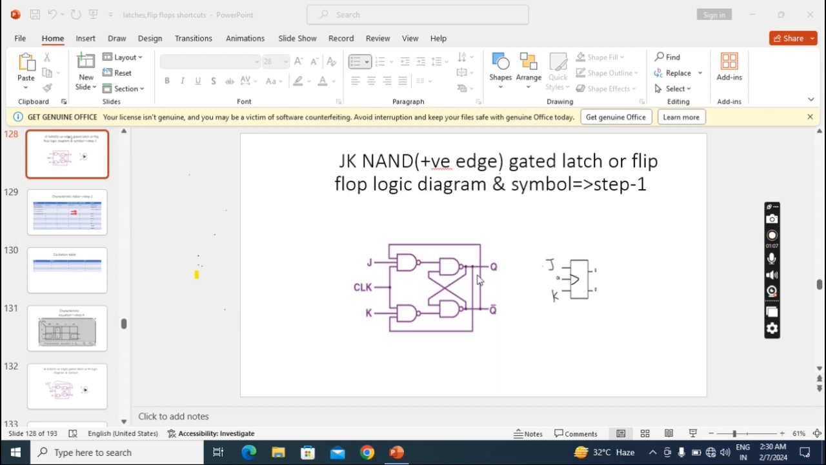Here race around means because of this feedback connection, they connected around like this. Because of this feedback connection, racing happens, that's called race around condition. It is also called unstable condition, unstable output.